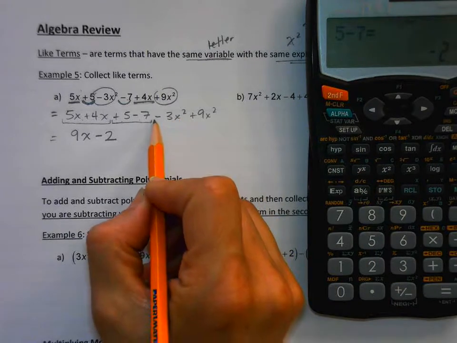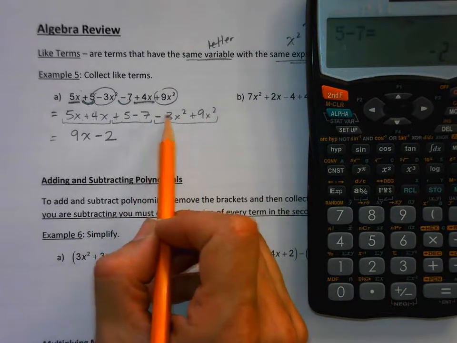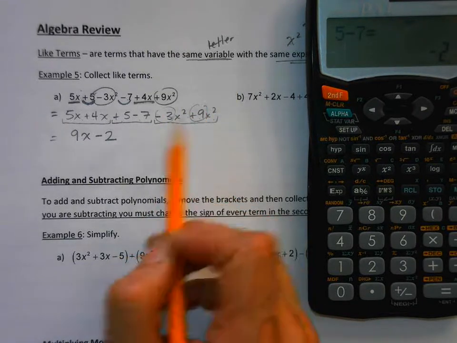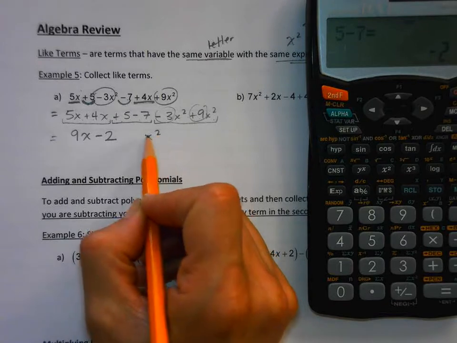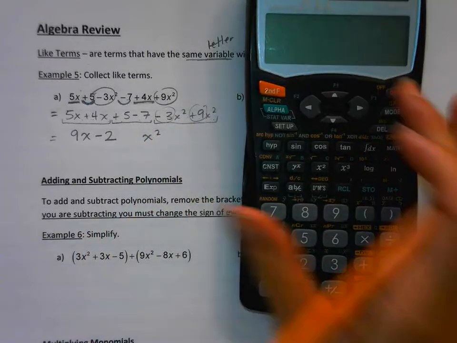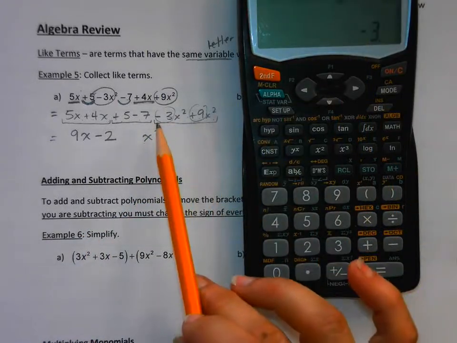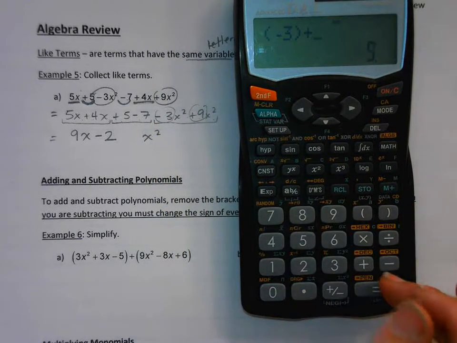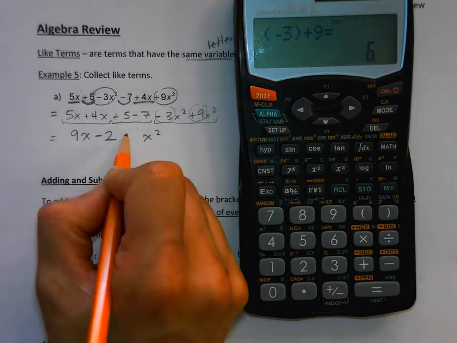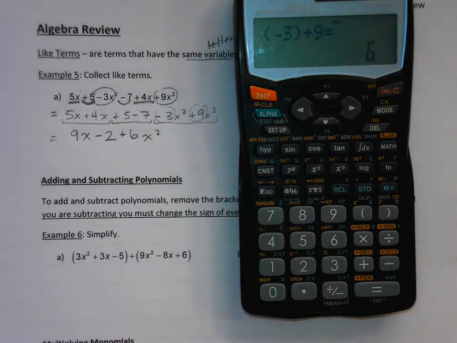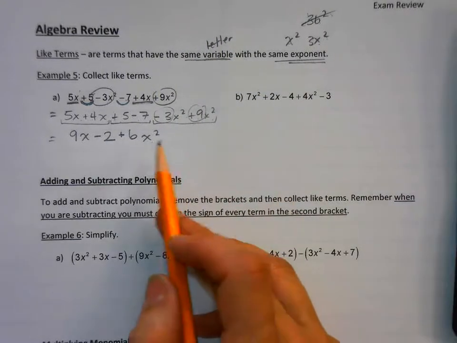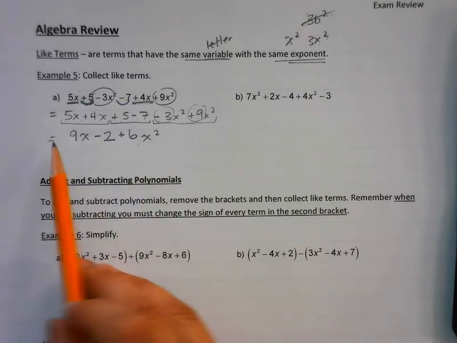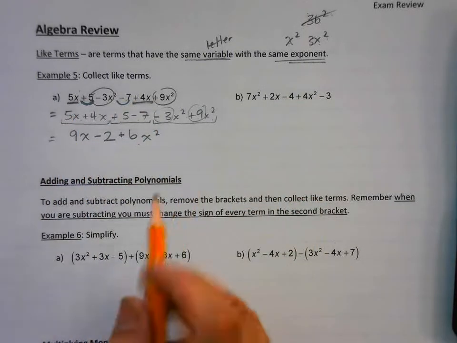And then my last terms are this negative 3x squared plus 9x squared. So you're really just doing the math with the numbers in front, and you're putting the x squared after because that stays the same. So if I have a 3, but it's a negative, and I want to add 9, I get 6. So that comes out to a positive 6. And there I have collected my like terms, and I can do a double check and just see if any of these are like terms. They're not, so I can't simplify this anymore.